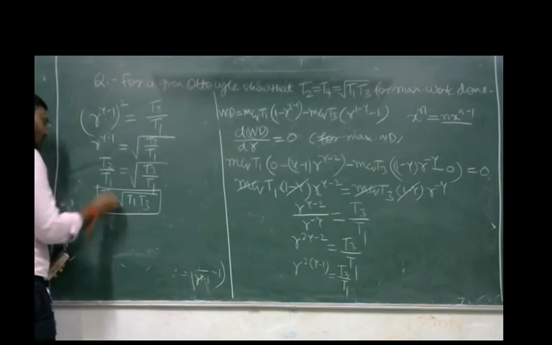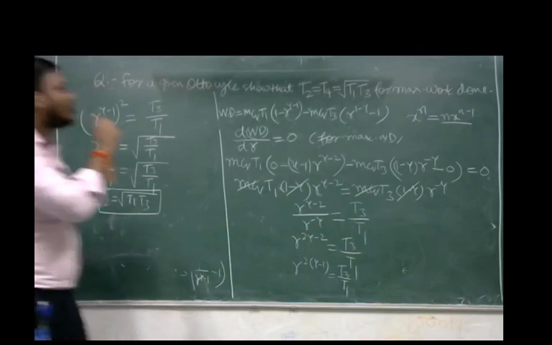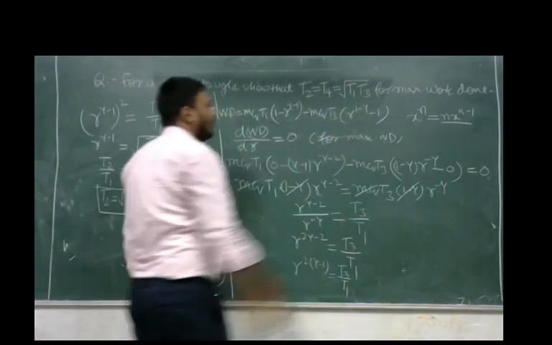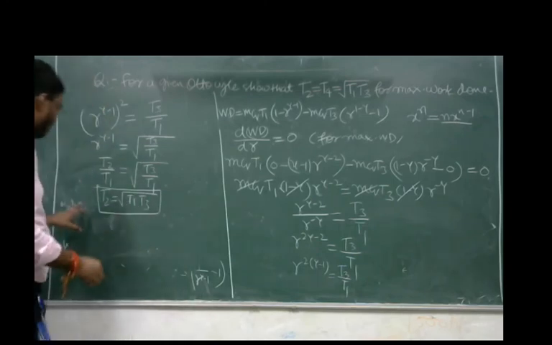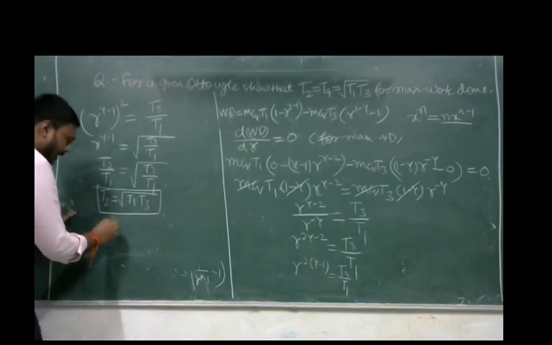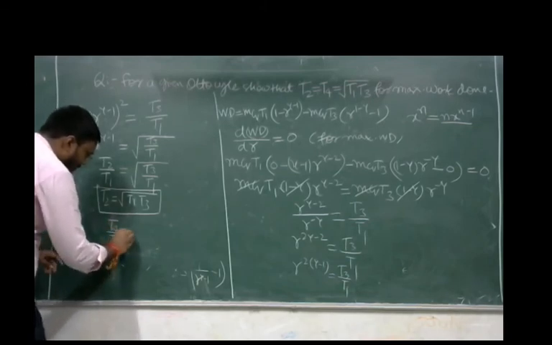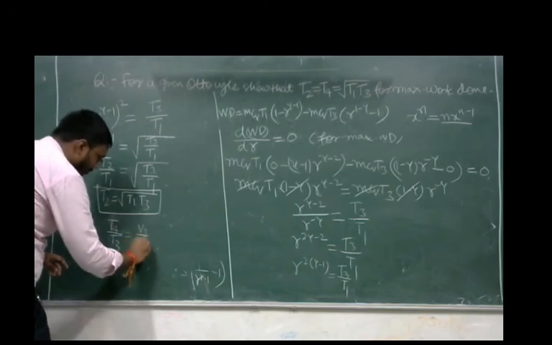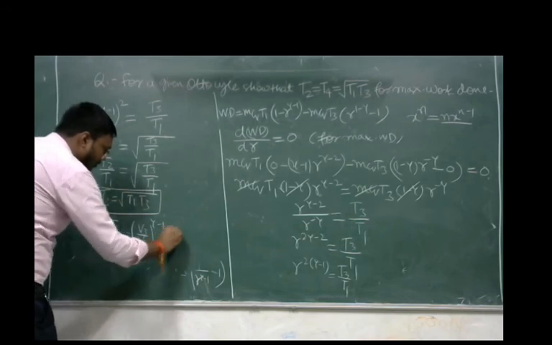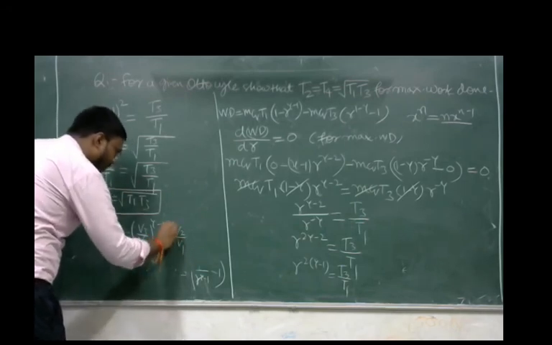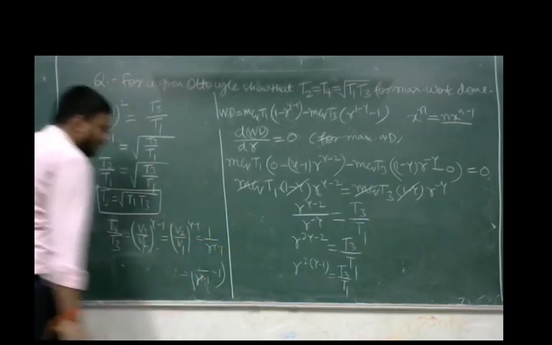This is what we need to prove, T2 equal to under root T1 T3. But we also have to prove that T4 is equal to under root T1 T3. So again we know the equation. We can write the equation that T4 by T3 equal to V3 by V4 to the power gamma minus 1, equal to V2 by V1 to the power gamma minus 1, equal to 1 by R to power gamma minus 1.